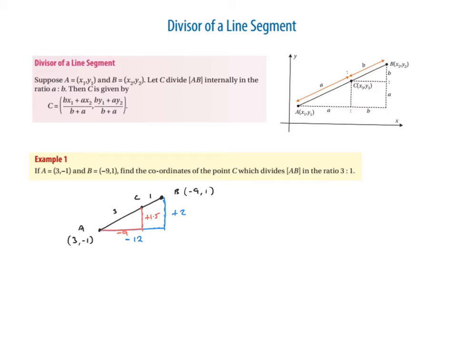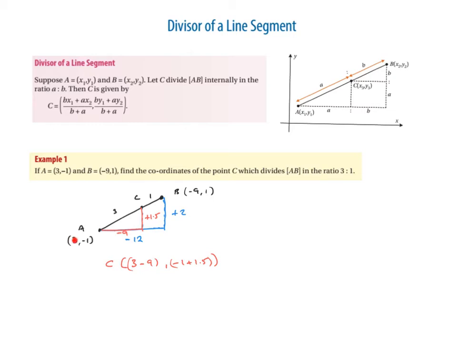Now, in order to finish this off and find C, we need to add the minus 9 to the 3, and add the 1.5 to the minus 1. So you can see here that my C is going to be equal to 3 minus 9, that's my x coordinate, and my y coordinate is going to be minus 1 plus 1.5. Okay, just to explain where that's coming from.